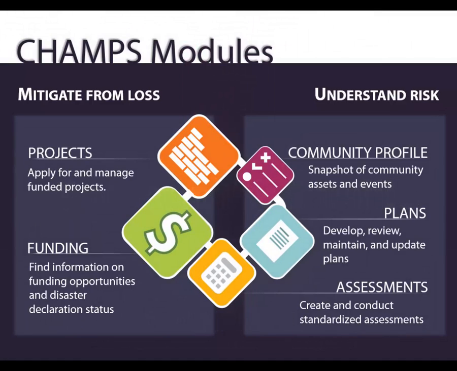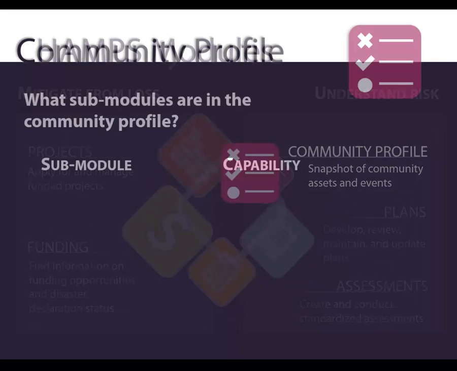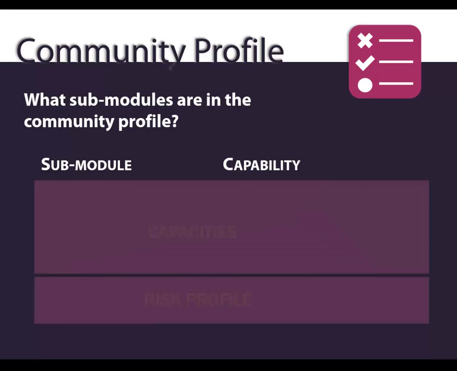One of the 5 modules within CHAMPS, and what we like to call the heart of CHAMPS, is the community profile. This module tells the story of where your community stands with disaster management efforts. In this module, multiple users from your community can input, store, and access information on local capacities, and also store loss and occurrence information to build your community's risk profile.